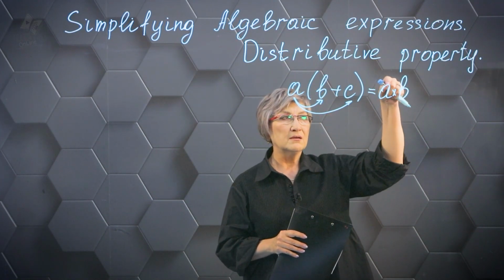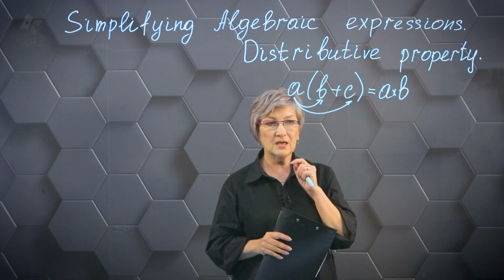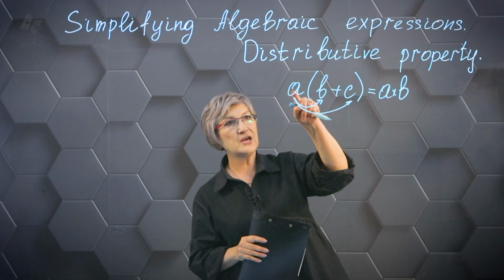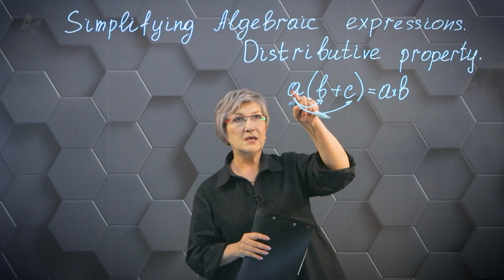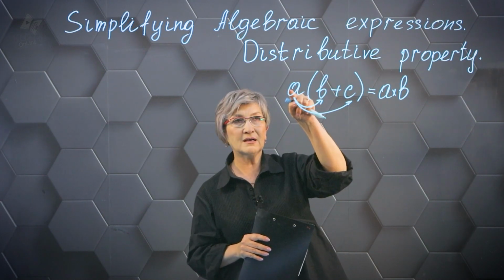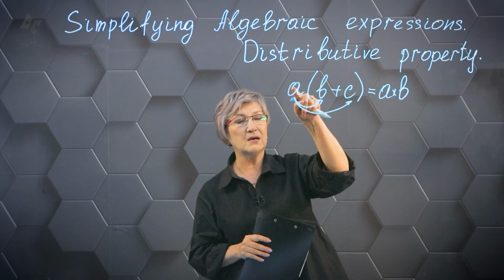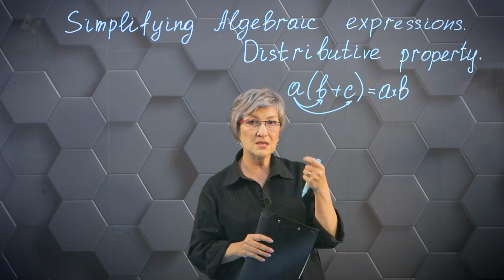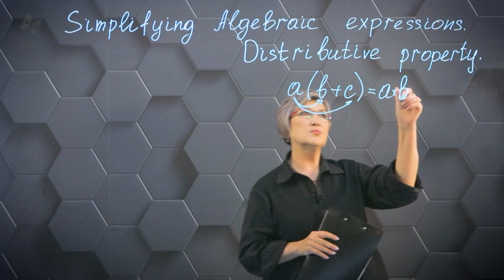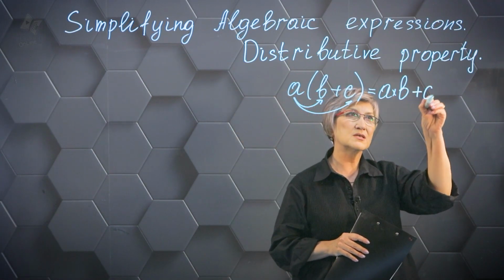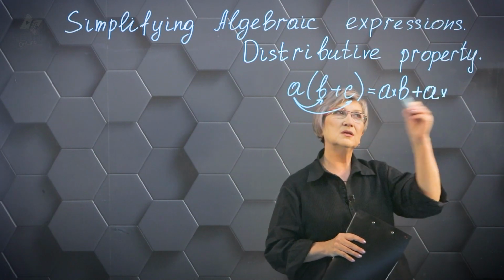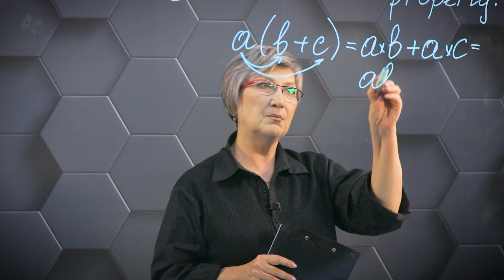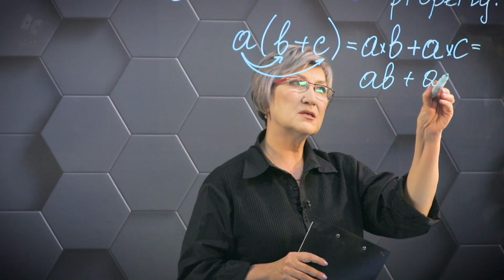And it's at this point that you have a question. What sign should I put? The thing is, we go back to the multiplier a, and we pay attention to the sign that comes before the multiplier a. And in our case, there is no sign. Therefore, it's a plus sign. I go back to multiplier a, and it's a plus sign, and I multiply it by c. What is the result? A times b is ab, and a times c is ac.